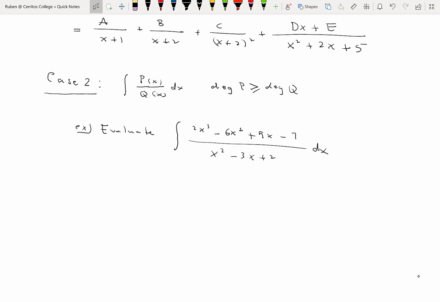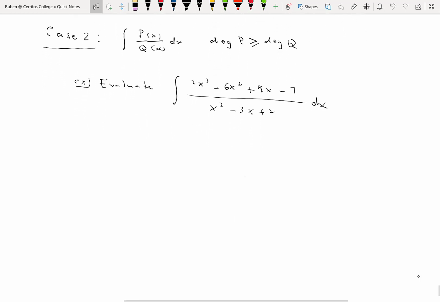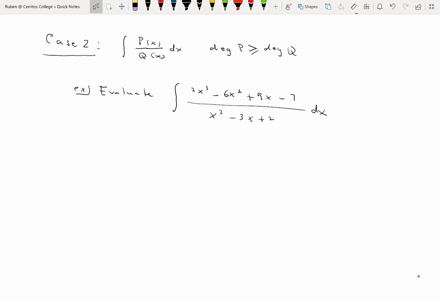So if the degree on top is equal to or more than the degree of the denominator, we do this additional case. This is the last case, and it's very simple to describe how to do this. In order to integrate where the degree of the numerator is greater than or equal to the degree of the denominator, we use long division first.